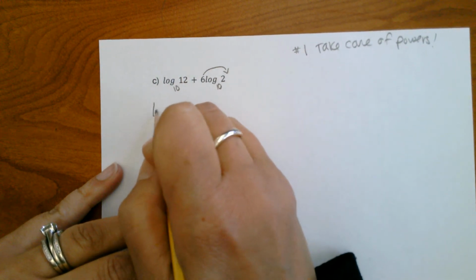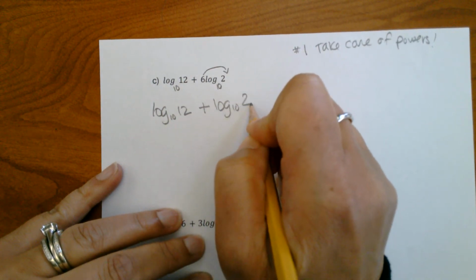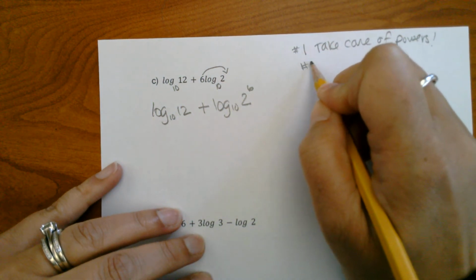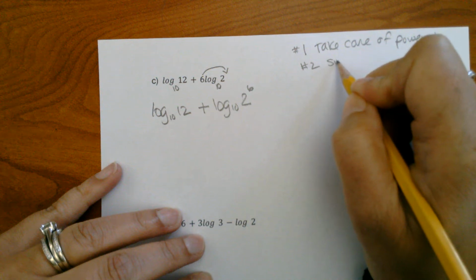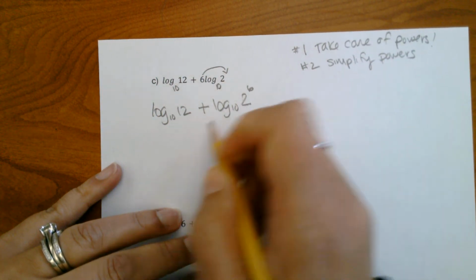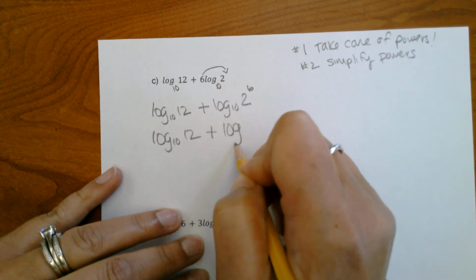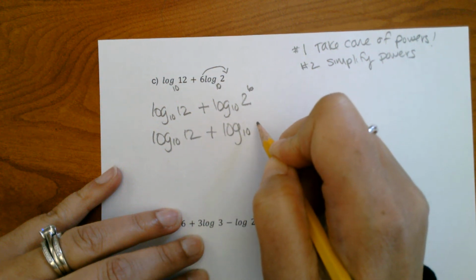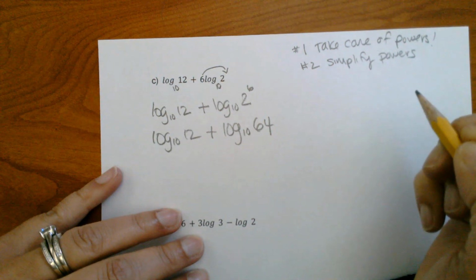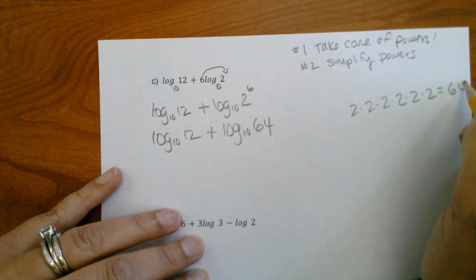Okay, so let's write log base 10 of 12 plus log base 10 of 2. The 6 comes up to the 6th power here. Then number 2, we can simplify those powers. So we need 2 to the 6. So we have log base 10 of 12 plus log base 10 of 2 to the 6, which is going to be 64. Remember, that's 2 times 2 times 2 times 2 times 2 times 2 equals 64.